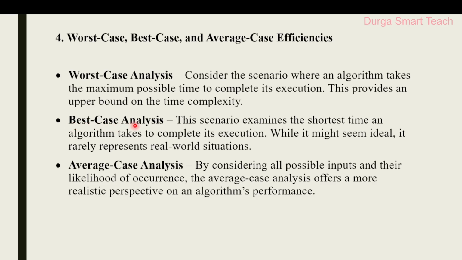The next one is best case. This scenario examines the shortest time the algorithm takes to complete its execution. While it might seem ideal, it rarely represents real world situations. For the same problem, sorting 5 elements, it will take only 30 seconds. Normally a computer will execute programs in nanoseconds, just we are assuming 30 seconds, 1 minute, like that. Okay, so if it takes 30 seconds, we can say that is best case analysis.